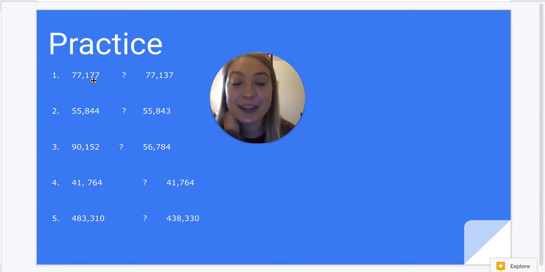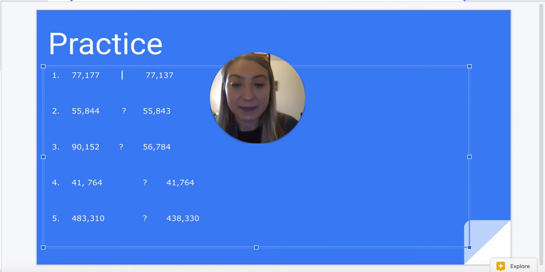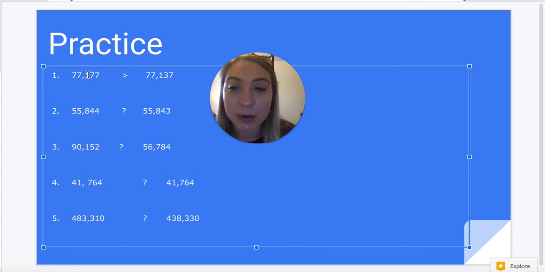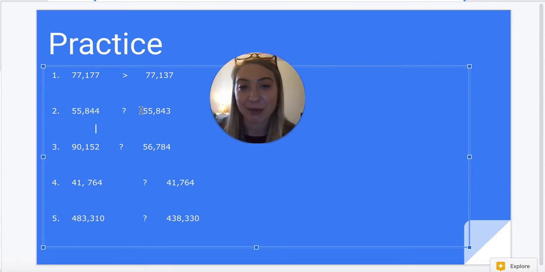Our number on the left has a 7, and our number on the right has a 3, which means 7 is bigger than 3. So 77,177 is greater than 77,137. So this number is bigger. So remember, we started from the left and we worked our way down to see which one was bigger or smaller. And we're going to be going over really big numbers today. Your homework won't have as many big numbers, but it's good for us to practice.